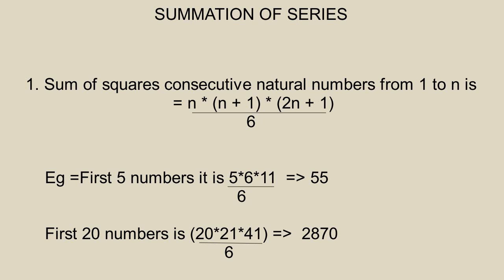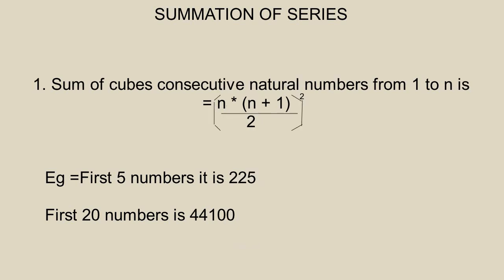Alright, similarly, the sum of the squares of the first n natural numbers, till n square, is n into n plus 1 into 2n plus 1 by 6. Finally, the sum of the first n cubes, that is till n cube, is n into n plus 1 by 2 whole square.